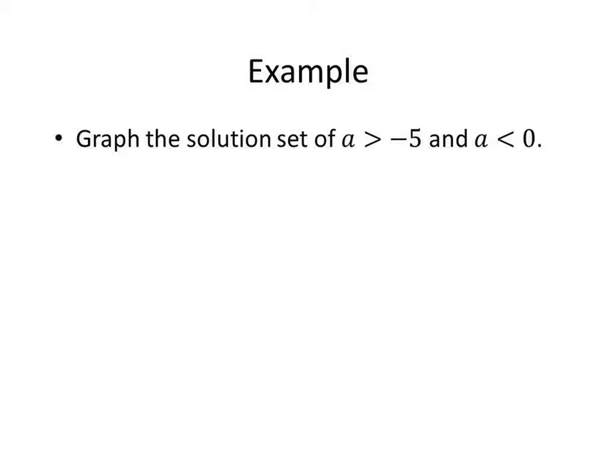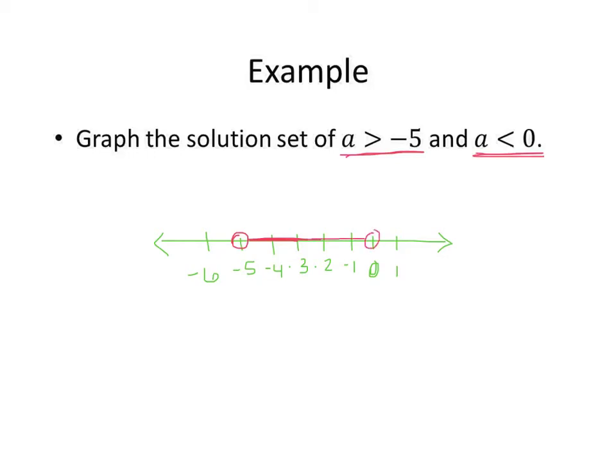So let's try the graph of an AND one more time. First of all, we need a number line. This one needs to go from at least -6 to 1. Okay, and to graph a is greater than -5, that's an open circle on -5, arrow to the right, because that's the greater than -5. And to graph a is less than 0, that's an open circle on 0, arrow to the left for less than 0. And again, you get that overlapping section, and that is what an AND looks like.